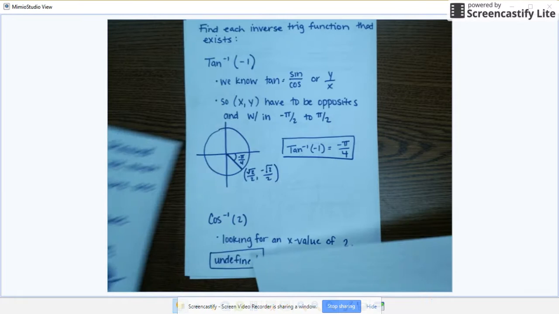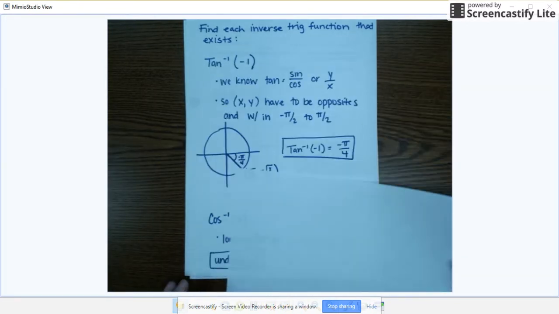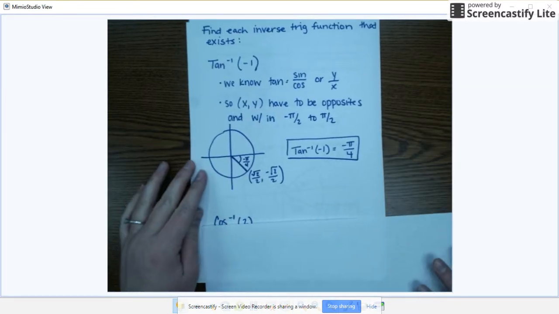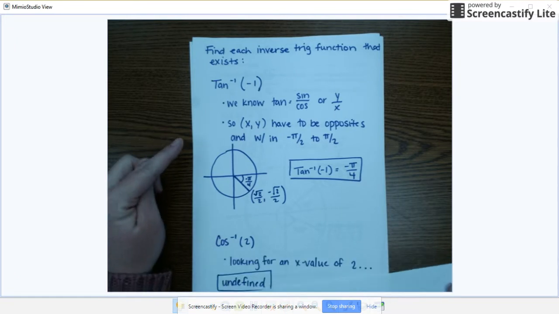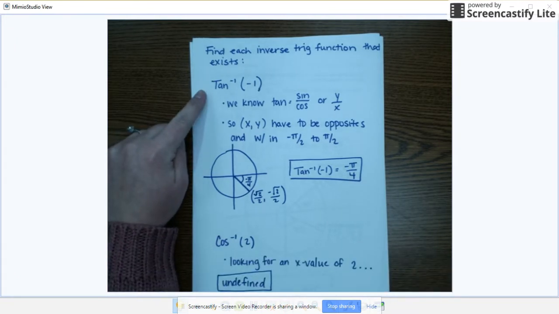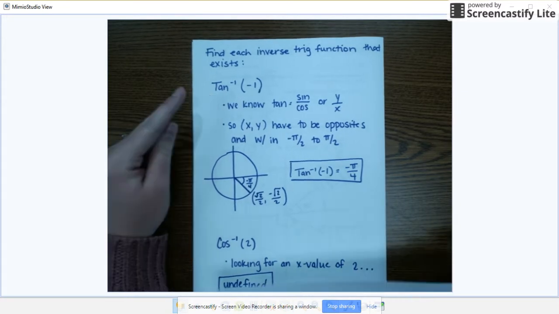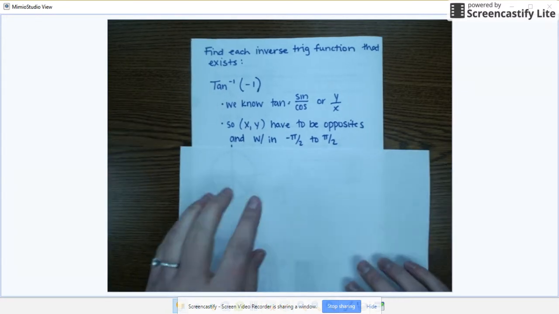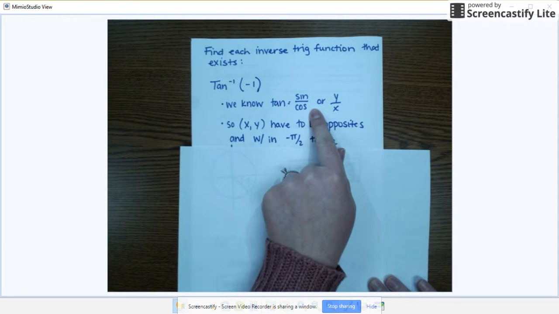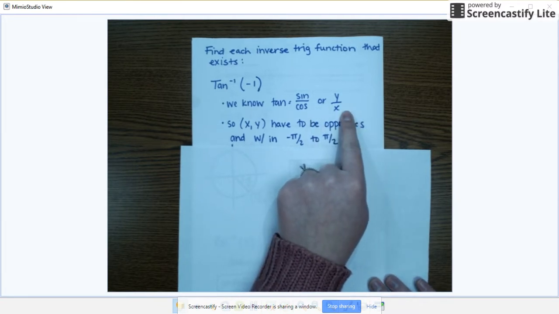A lot of times, though, let's go through this example first. So here's an example. We're going to find each inverse trig function that exists. So tangent of -1. Well, tangent is sine over cosine. So we're looking for a y value over an x value.